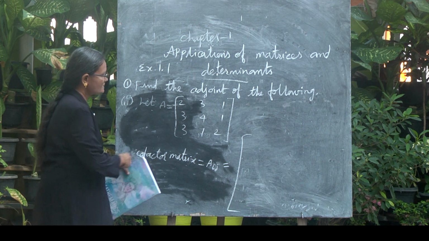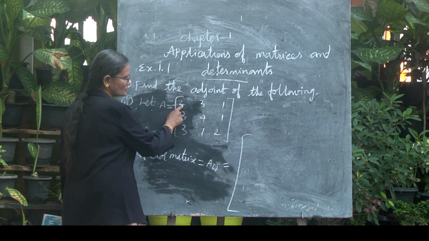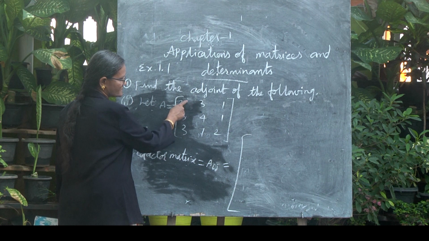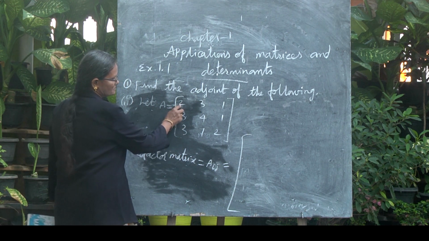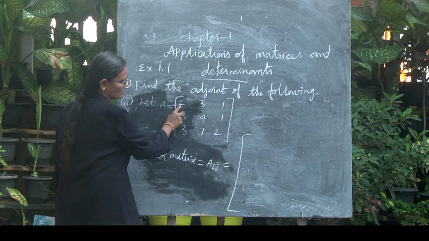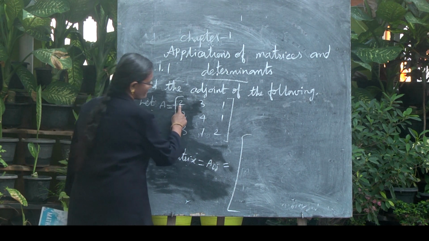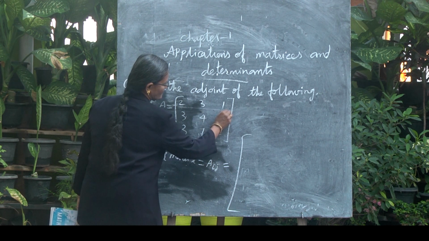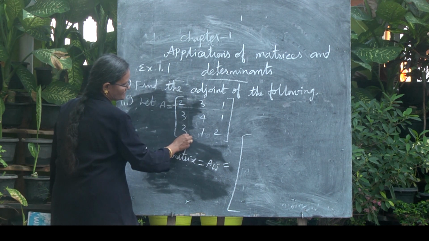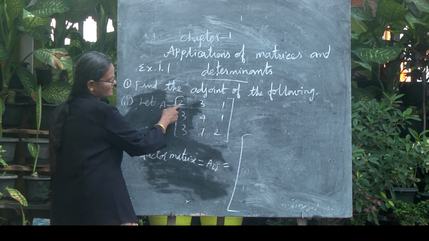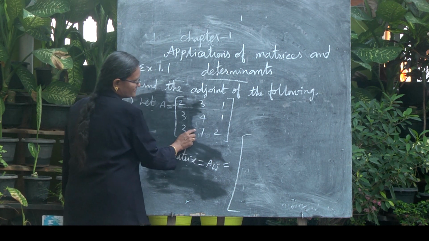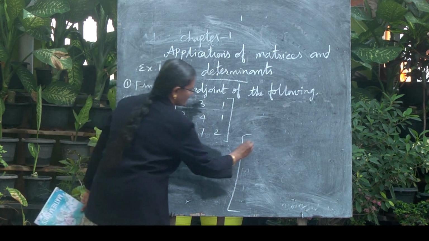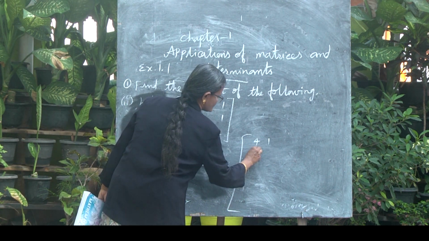What is the first element here, in row 1 and column 1? That is 2. What is the minor of 2? Here the position is row 1 and column 1. The minor of 2 is, ignore that first row and first column. The remaining elements are the minor of 2. That is 4, 1, 7, 2.